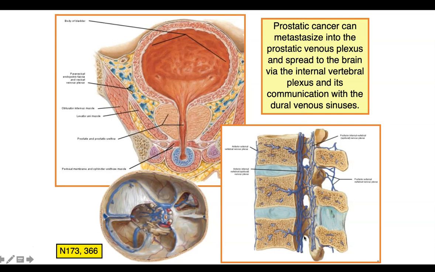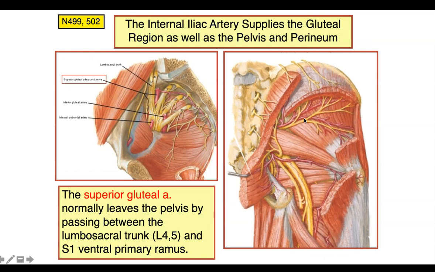So with any cancer of the pelvic cavity, the cancer metastasis can go through the prostatic venous plexus and spread quickly through this valveless internal vertebral venous plexus to the cranial veins or the dural venous sinuses. That's why the prostatic venous plexus is important.